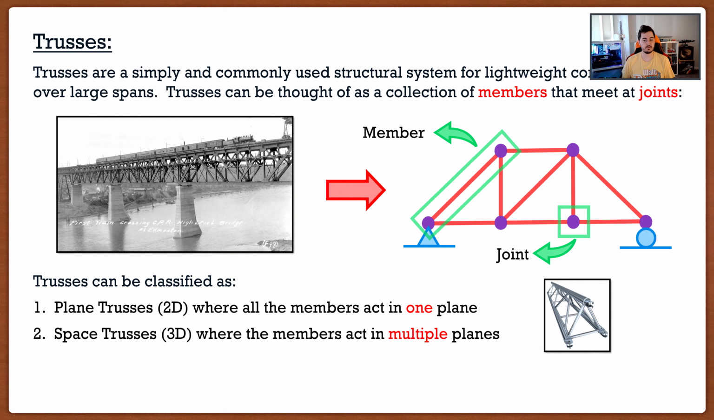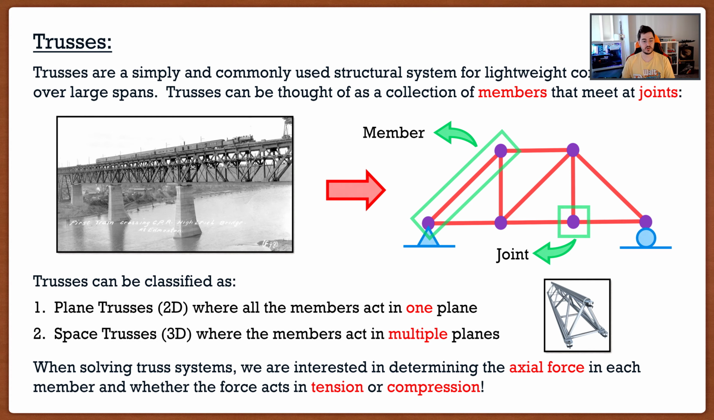All the questions you guys will receive will look something like the one on the top right, nice and easy. Now, when we solve truss systems, we are actually interested in two things. That's going to be the goal of these next couple videos, determining two things in trusses.